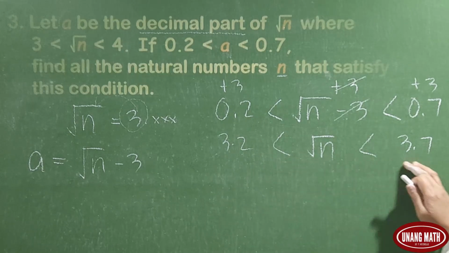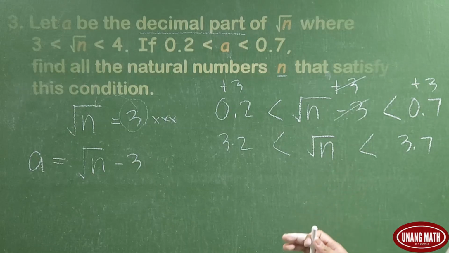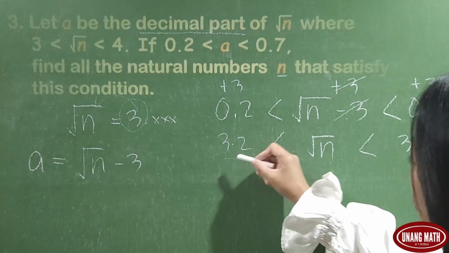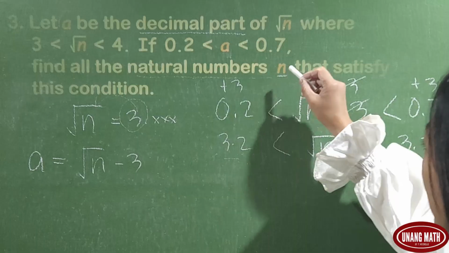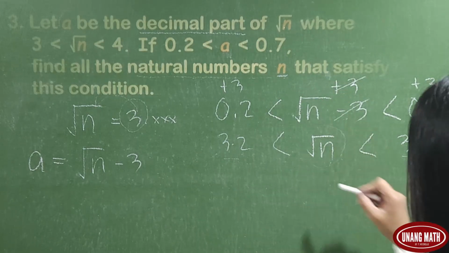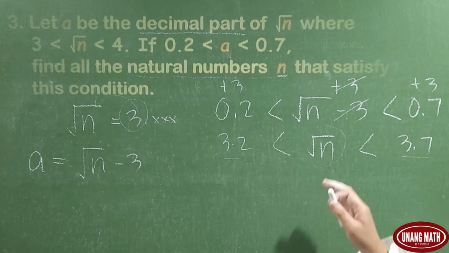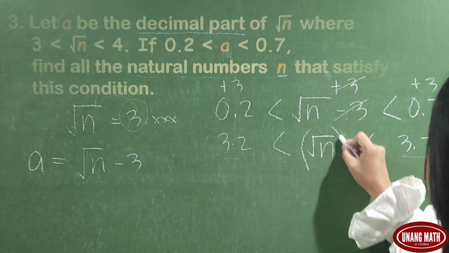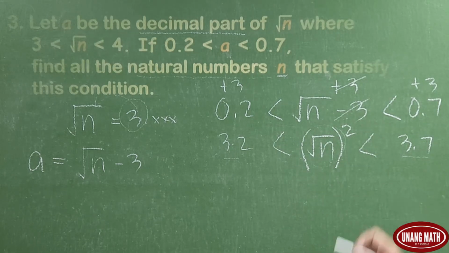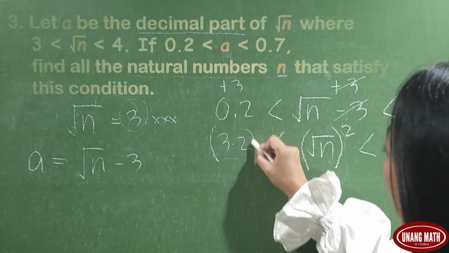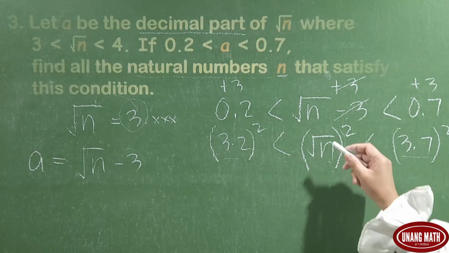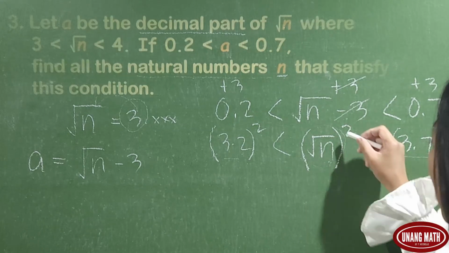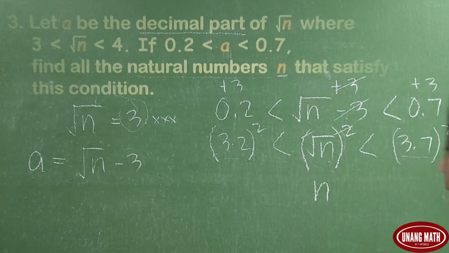Okay, now, square root of n here is an irrational number. This is rational. This is rational. To find out the natural number n, we have to turn this to a rational number, and we can do that by squaring this number. If we square this number, we have to square this number and square this number also. So square root of n to the power of 2 is now n.